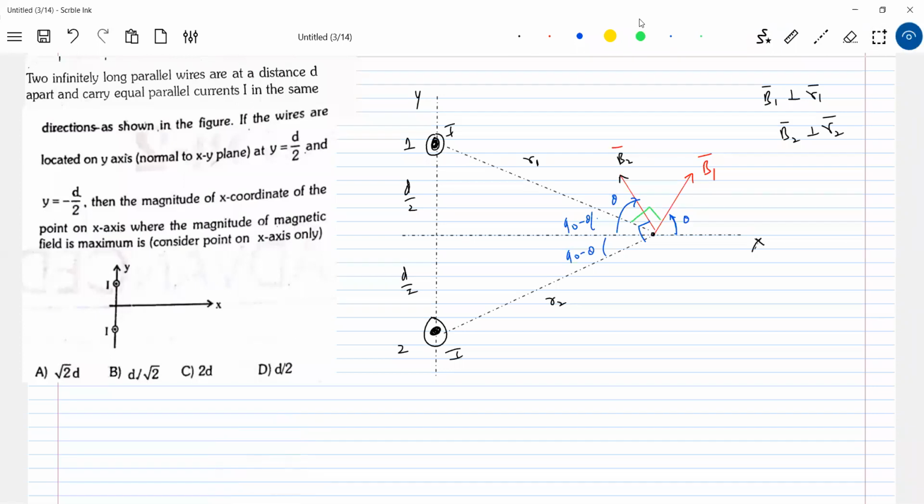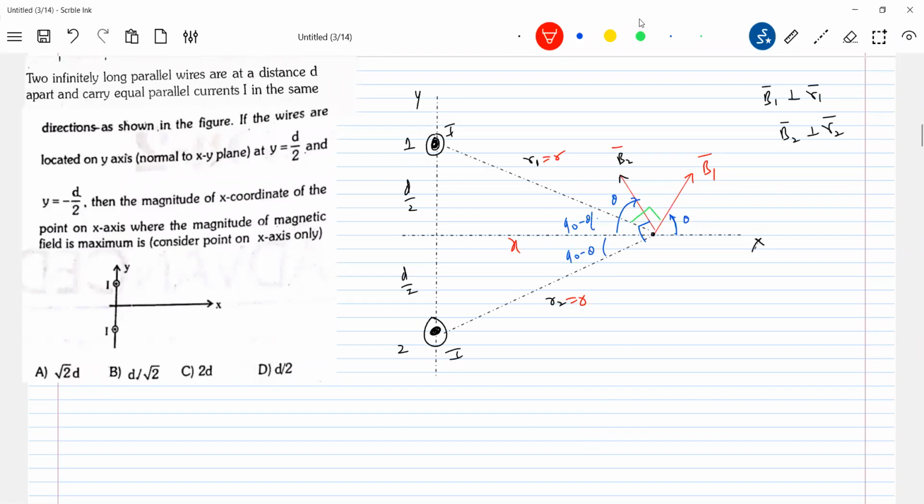Here you draw a circle. Like that you draw a circle, so the circle will come like this. Draw a tangent. Similarly, you draw a circle for I1. Again, draw a tangent. And now calculate the resultant field at that particular point. So let R1 equal R, R2 equal R, and let this be X.